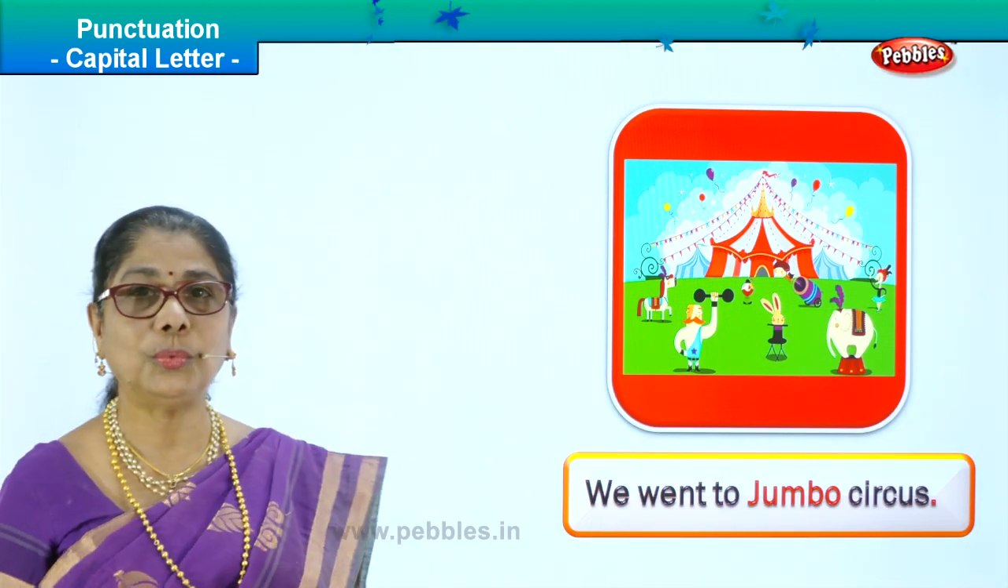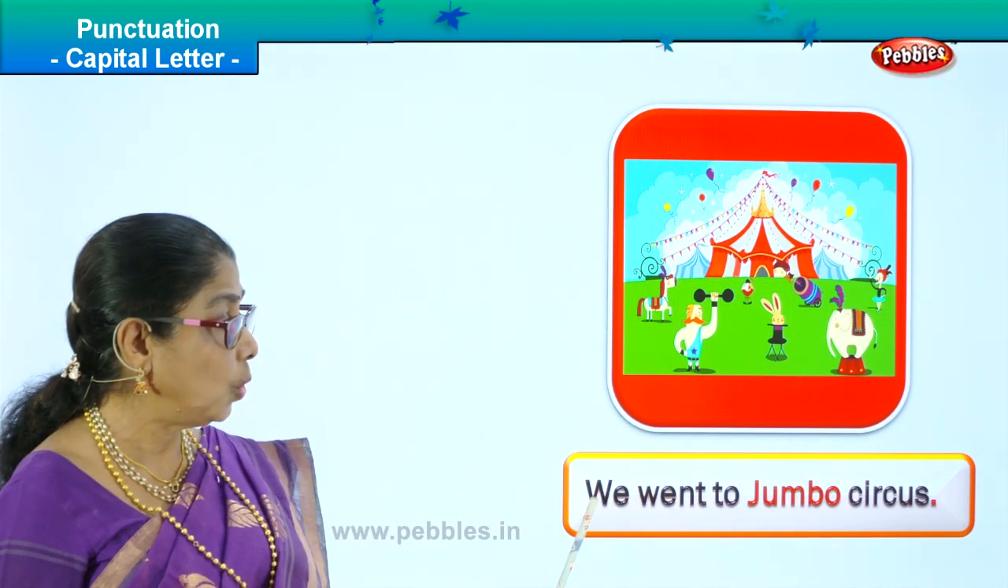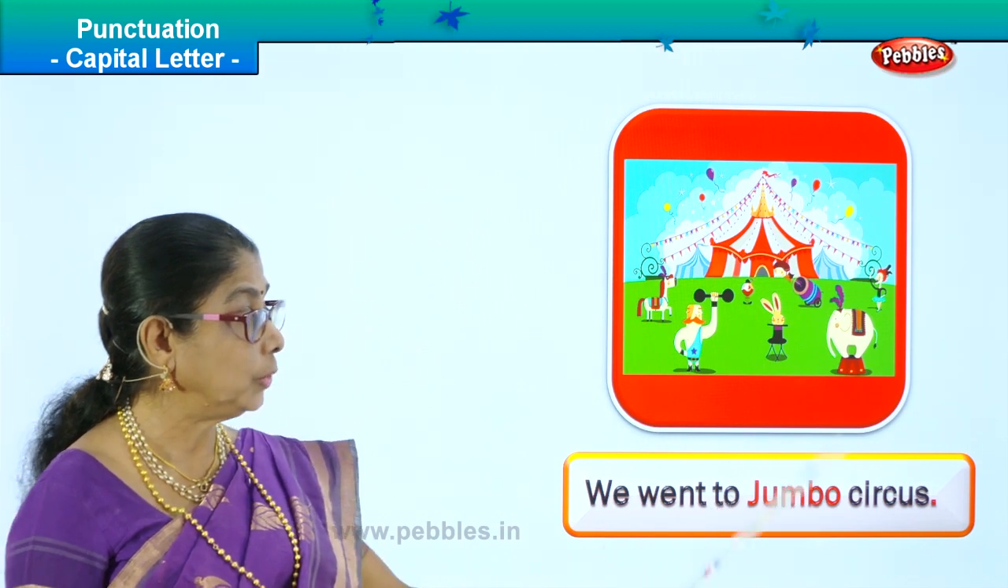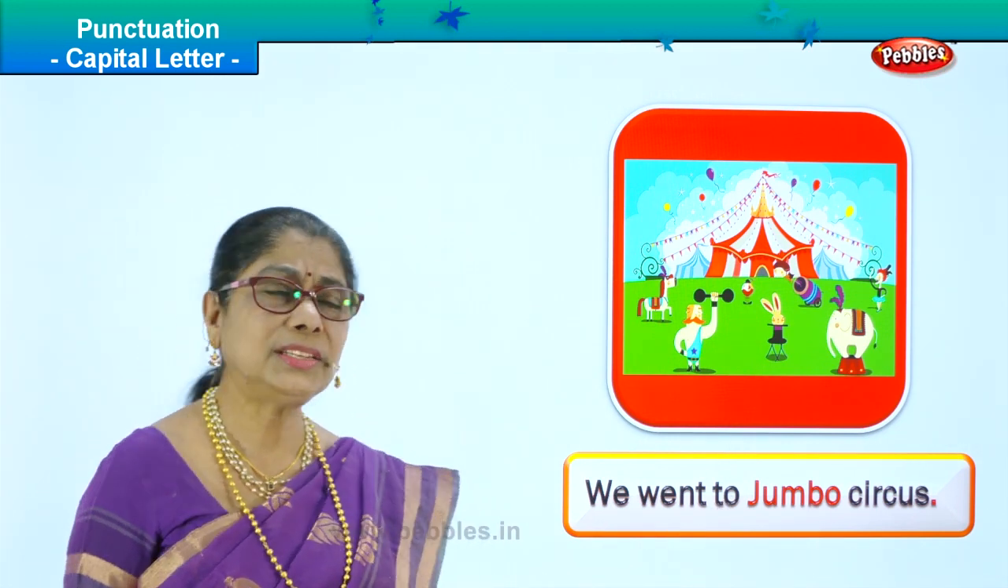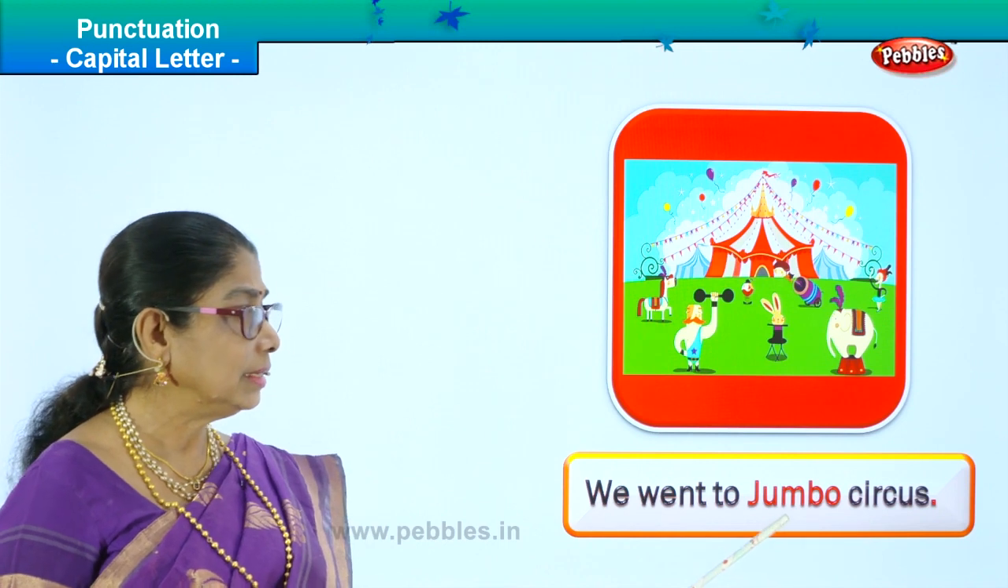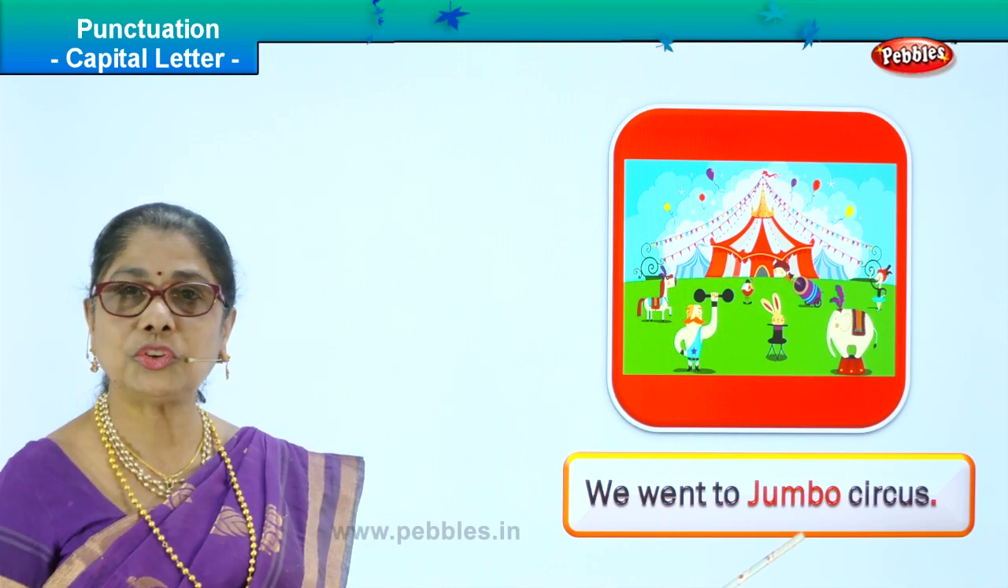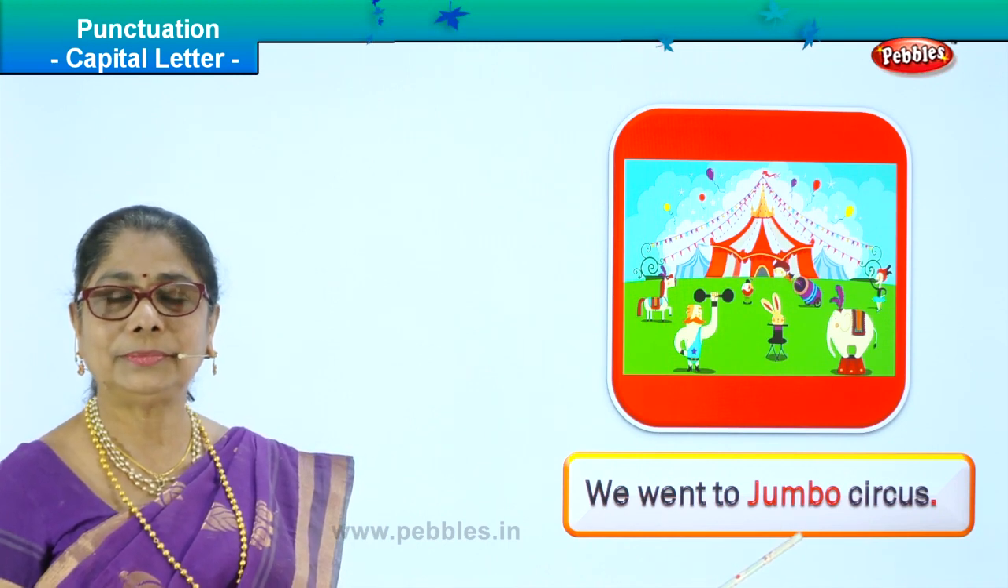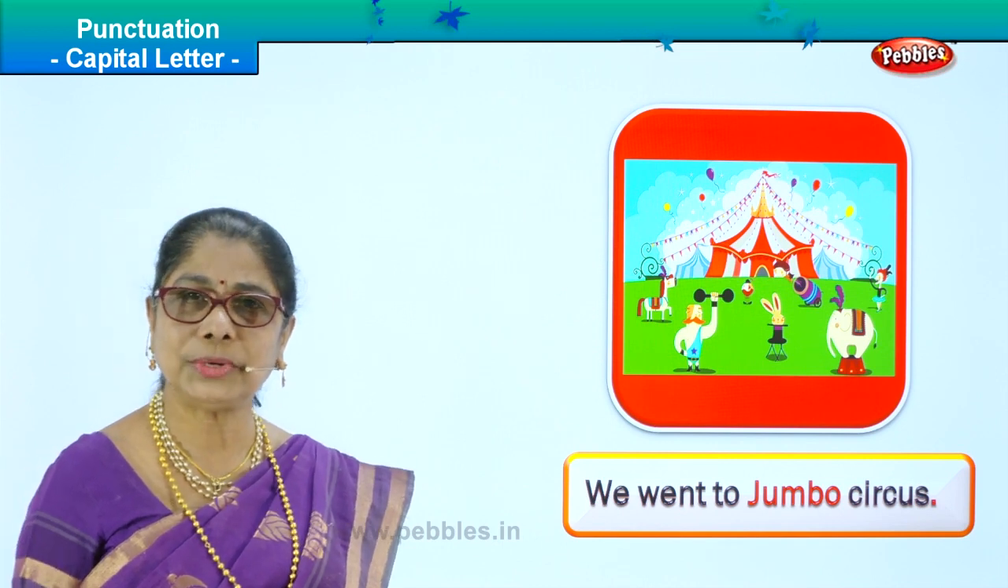Where did you go yesterday? Oh, we went to Jumbo Circus. What circus? Jumbo. The name of the circus is Jumbo. So J should be capital. Different type of circus comes to town.